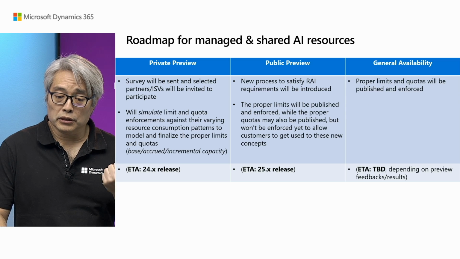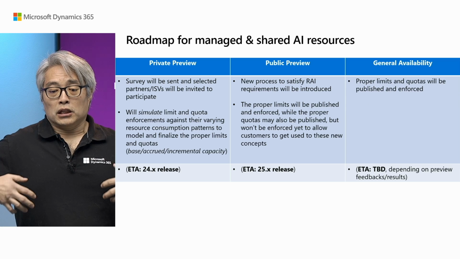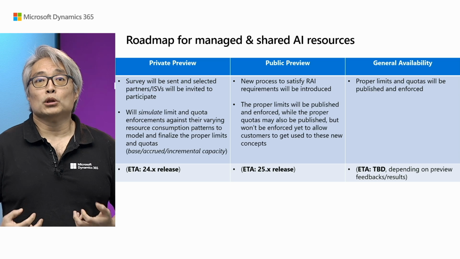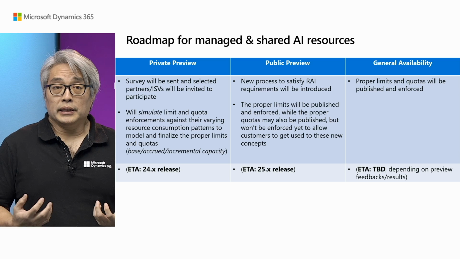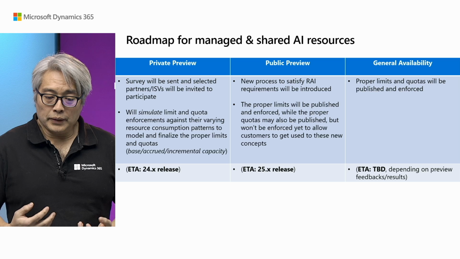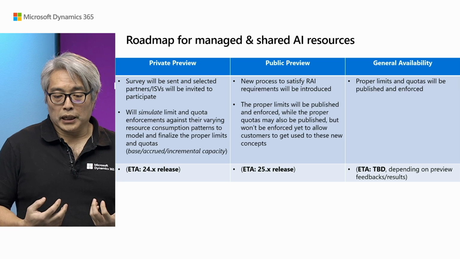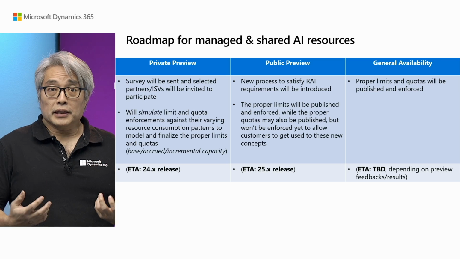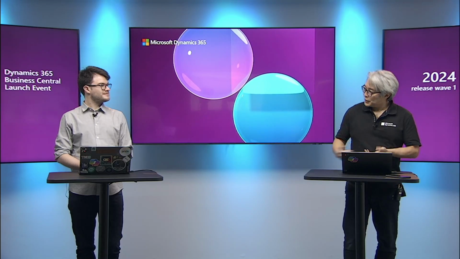And finally, general availability is when the proper limits and quota will be both published and enforced. The ETA is still to be determined, or TBD, depending on the preview feedbacks and result. With that, I'm concluding my part of this presentation, and I'll pass the baton to my colleague, Enrico.